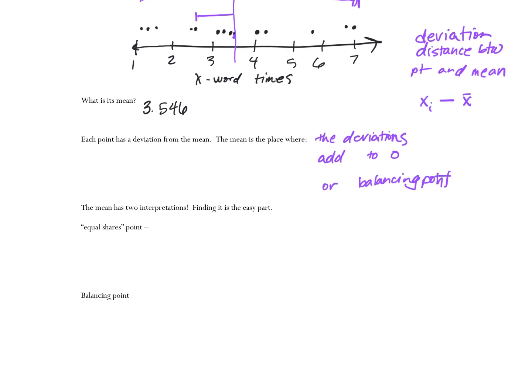Now, I'm going to ask you guys to interpret the mean, just like we talked about how to interpret the 5-number summary and the range and the IQR. We're going to interpret the mean using an equal shares point. So this is really important to me, guys, because this happens every year. You guys are going to be the first group that doesn't make this mistake. I believe in you.